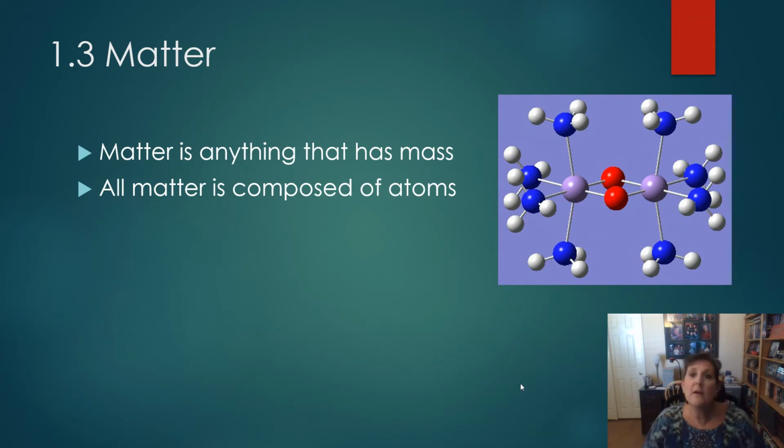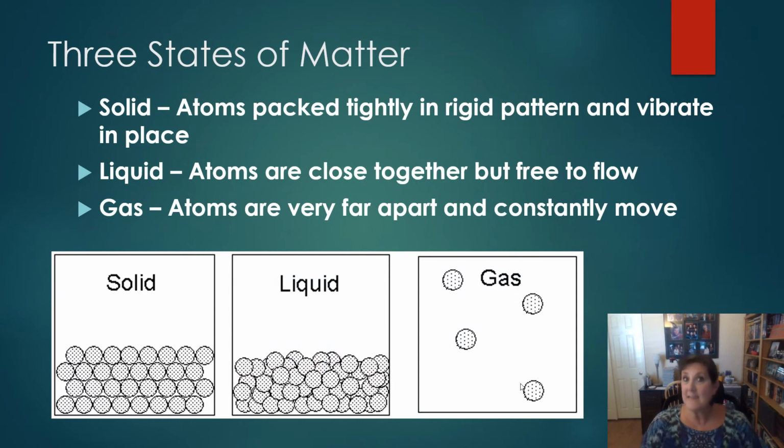So this picture here is just showing you a representation of how we model the different atoms and how they're bonded together. So that's just a model of a molecule. There are 3 states of matter. You've probably heard this before: solids, liquids, and gases.